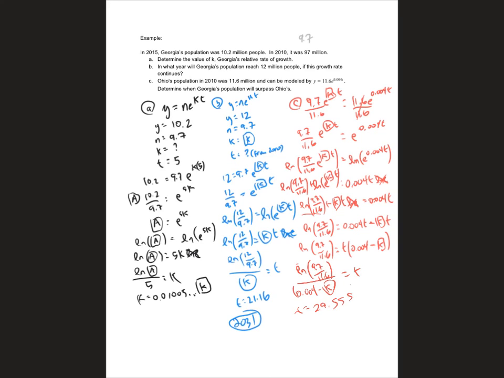29.555. So that means 29 and some change after my initial population, which was 9.7, which was in 2010. Georgia's population will pass Ohio's. So that means basically sometime in the year 2039.